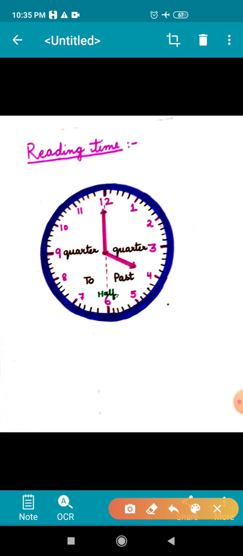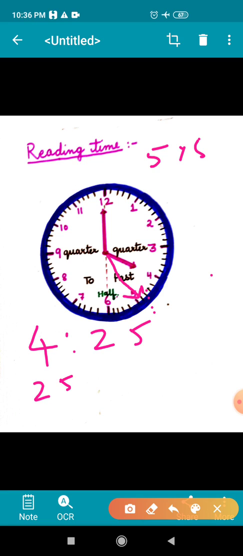Okay, now let us take one example to understand it in a better way. Children, suppose the big hand is on 5. Now, as you see in the clock, the small hand is on 4. So 4, and the big hand is on 5, means 5 multiplied by 5, 25. Because the big hand is to the right side of this dotted line, it will be read as past. So we will read it 25 minutes past 4.